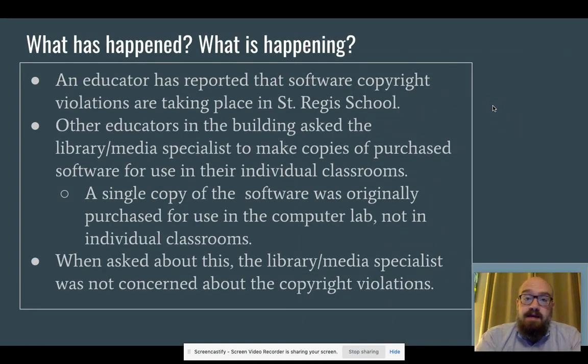Essentially, what's happened is that an educator has reported to their principal that software copyright violations are taking place in St. Regis schools. Other educators in the building have asked the library media specialist to make copies of purchased software for use in their individual classrooms. A single copy of software was originally purchased for use in the computer lab or in an individual classroom, but not in multiple classrooms. And then, when a staff member and then an administrator asked the library media specialist about this, they were not concerned about the copyright violations.